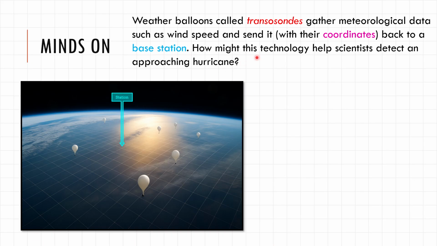And here's a little diagram to help you visualize what's happening. So let's say the base station is here. We've got weather balloons all over the place. And the only thing these weather balloons can do is detect wind speed and transmit the wind speed and the coordinates of the weather balloon back to the station.